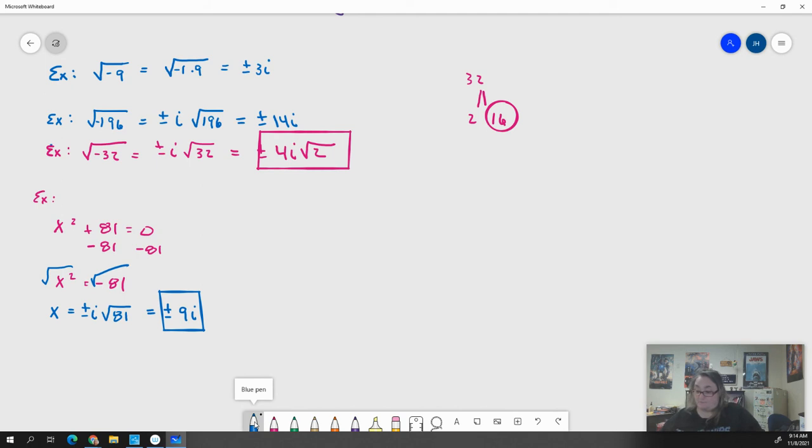What about when they're not perfect? What if I've got 4x squared plus 15 equals negative 9, right? We're going to do the same work. We're going to move everything over. We're going to start by subtracting 15 from both sides, and we get 4x squared equals negative, what's that? 24.